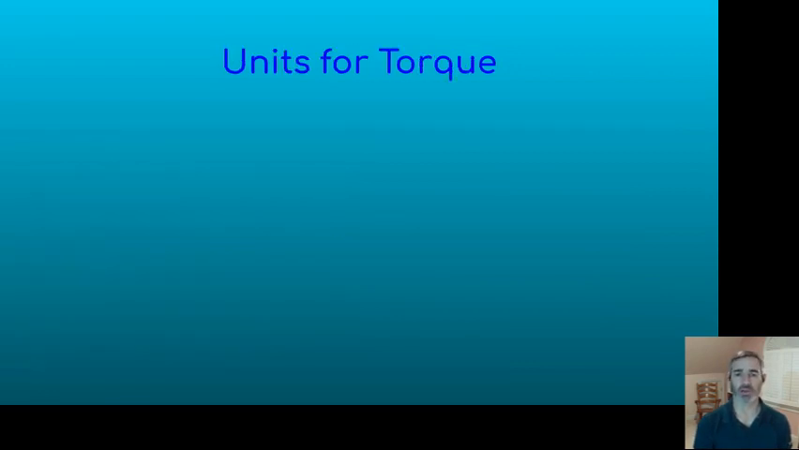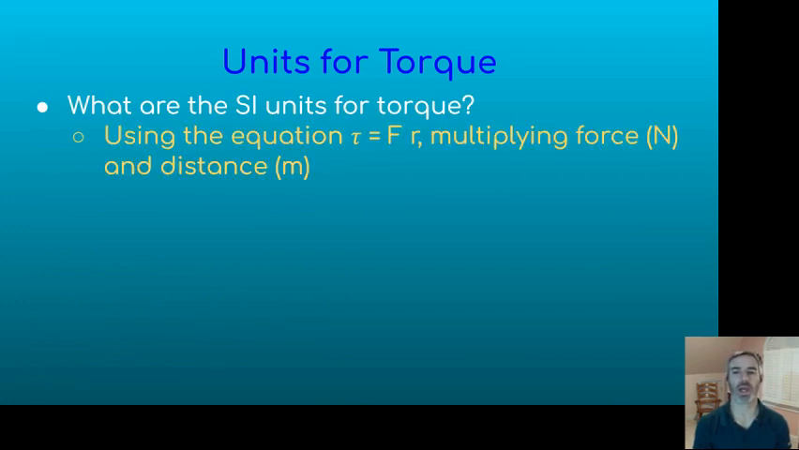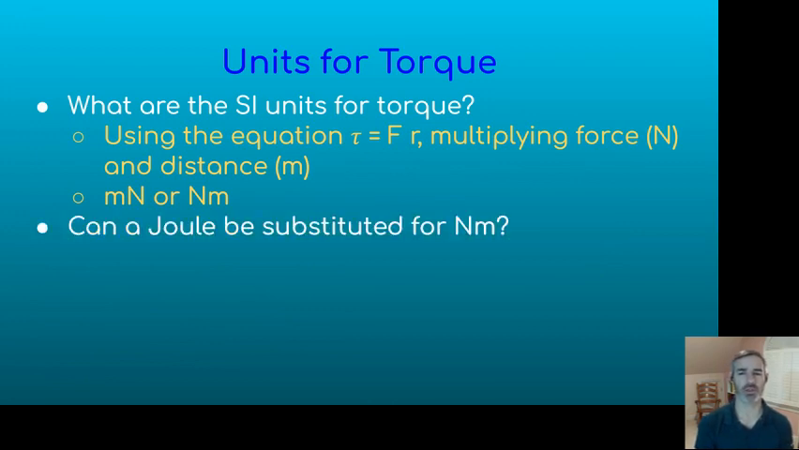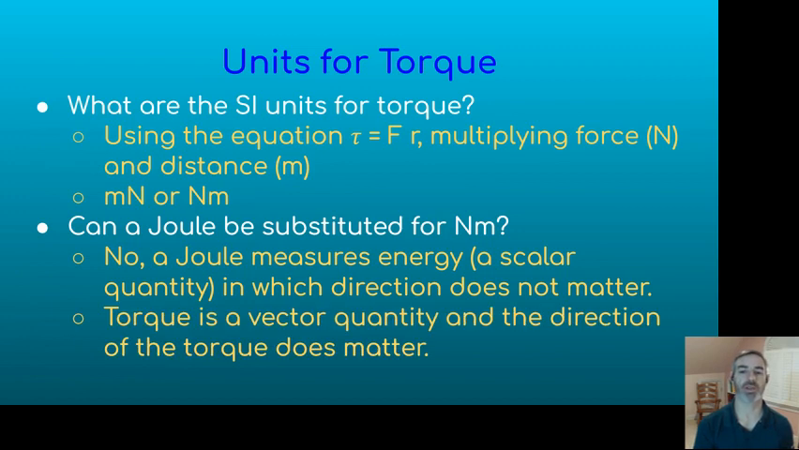So what are the units for torque? The SI units for torque, if we're multiplying force times distance, newtons and meters, give us a unit of meter newtons or newton meters. Now we also know that a joule is a newton meter. So can we substitute joule? Is torque really just an energy? The answer is no. A joule is a measurement of energy, which is a scalar quantity where direction does not matter. But torque is a vector quantity in which the direction of the torque does matter, because it's a force vector applied at some distance.